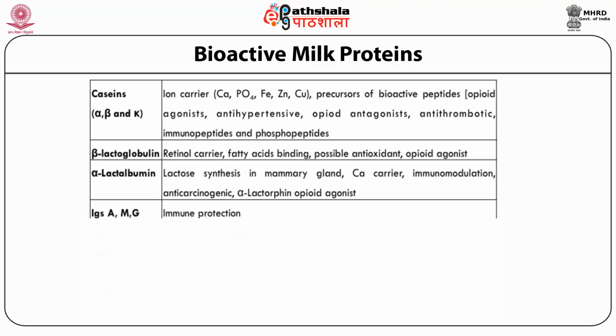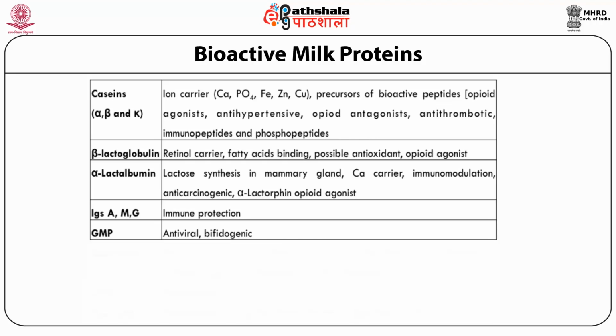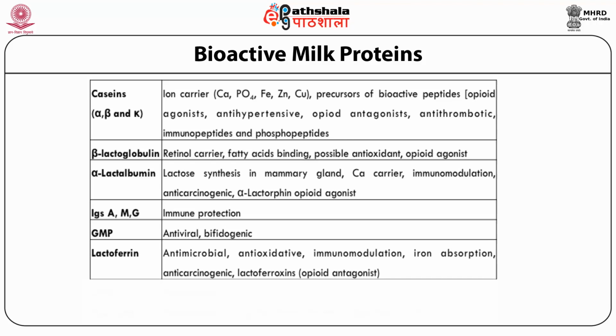Immunoglobulins IgA, IgM, and IgG are milk proteins that provide immune protection. Glycomacropeptide GMP is a special milk protein that is antiviral and also a bifidogenic factor. Lactoferrin is an iron binding protein that acts as antimicrobial, antioxidative, immunomodulatory, anti-carcinogenic, and also opioid antagonist.